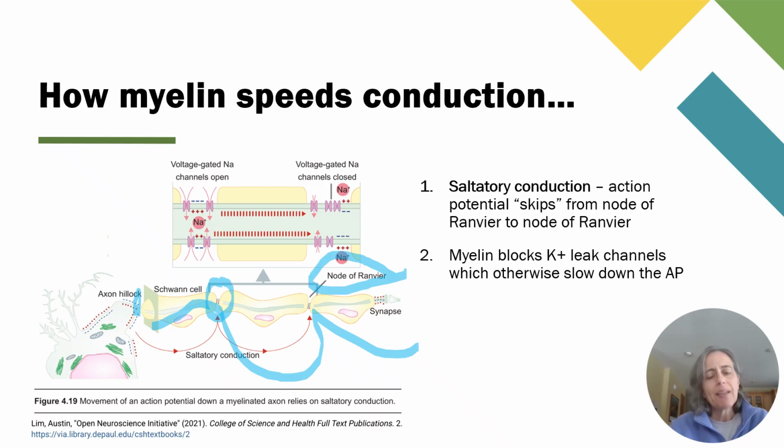The other way is that there happen to be additional potassium channels in the axon that we didn't talk about previously that are leak channels. They are always open. So think about it. When sodium is rushing in and causing that depolarization, those leak channels are going to let potassium move out, which is going to kind of directly fight and contradict what's happening with the sodium. So that's an inherent thing that normally slows down an action potential, but myelin blocks those leak channels, so it allows it to go more quickly.